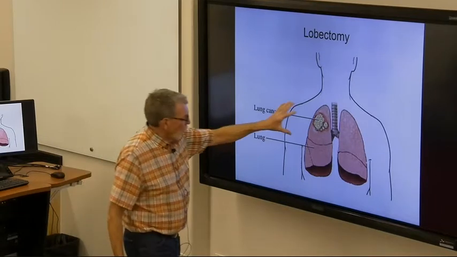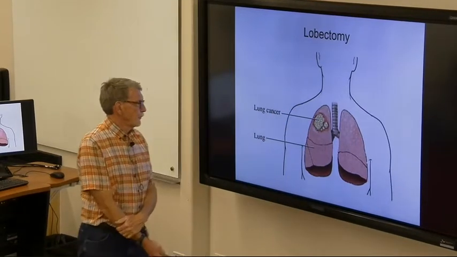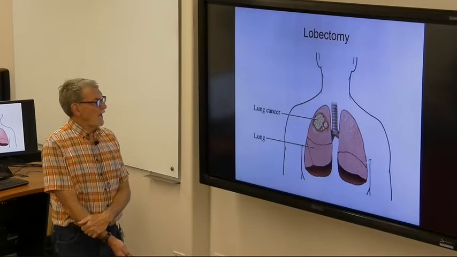Lobectomy, taking out one lobe, right upper lobe in this case.